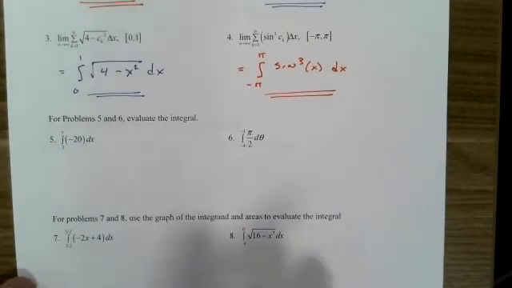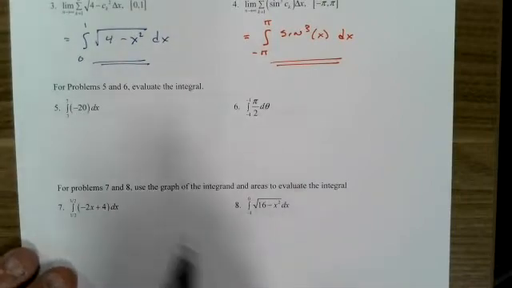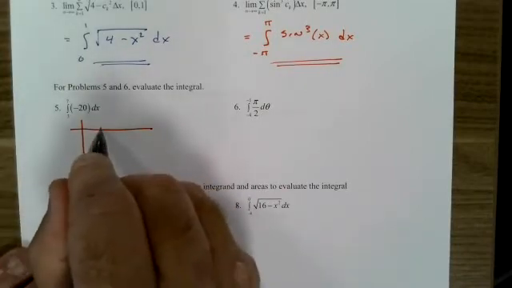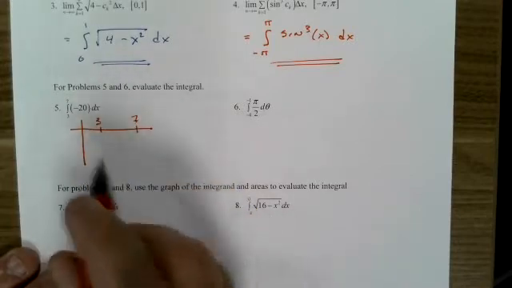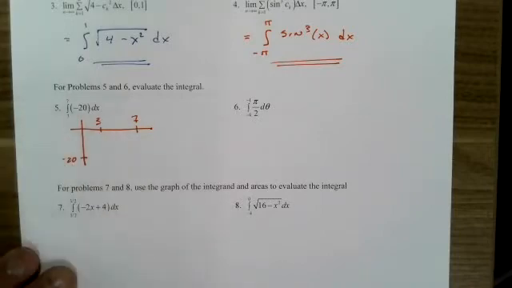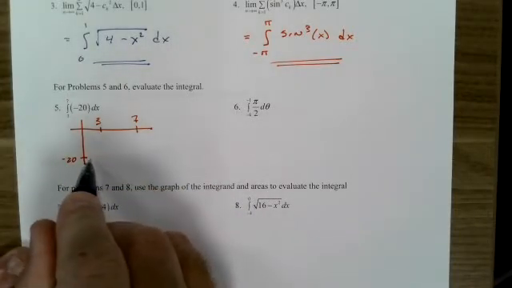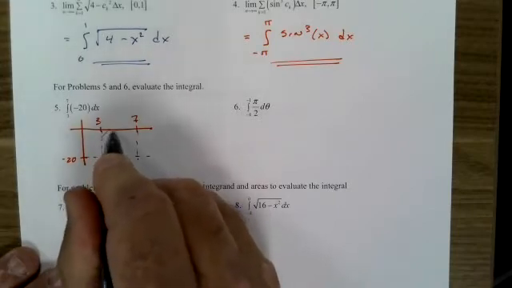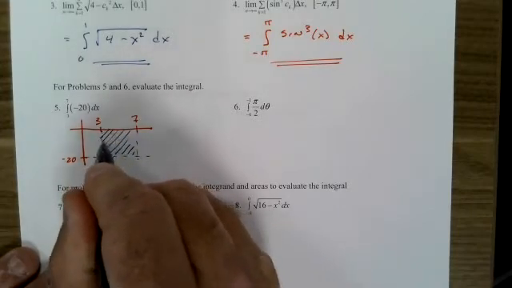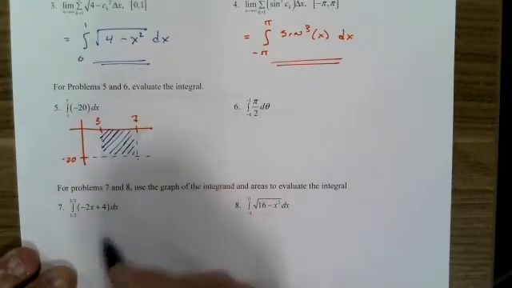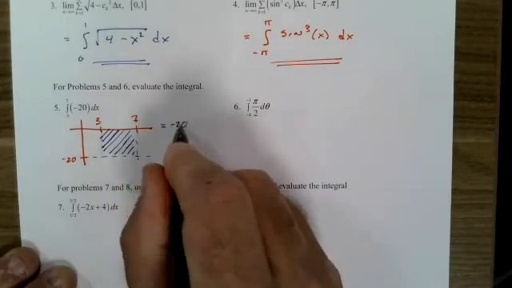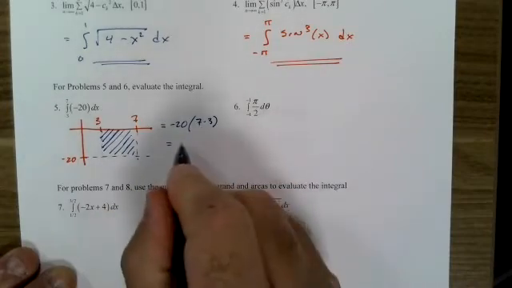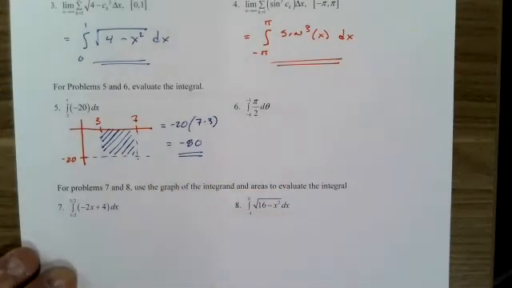And then it says to evaluate the integral. So we can use an antiderivative, but we're going to do this by graphing. So it's from 3 to 7, and goes down here to -20. That's the function. So -20 times 7 minus 3. Negative because we are below the x-axis. Off we go.